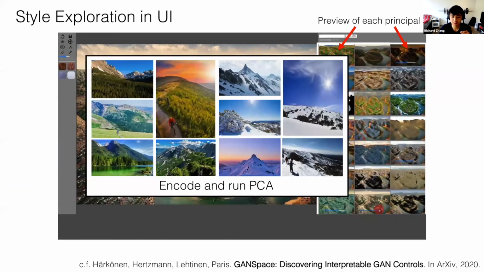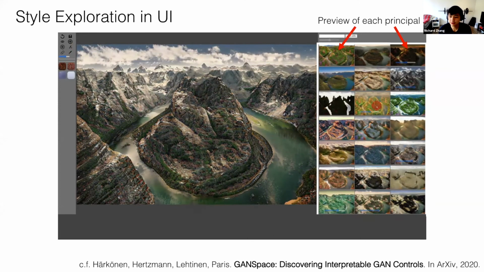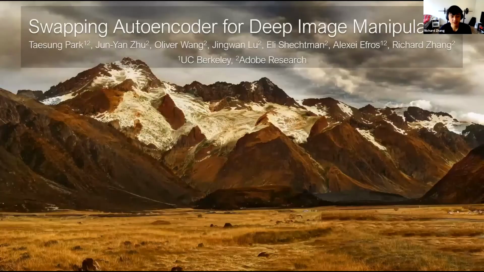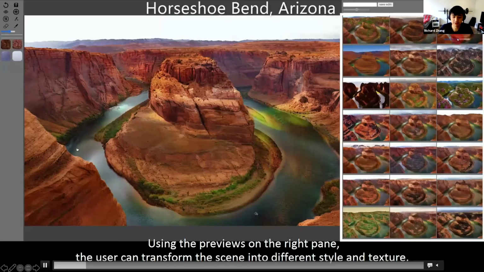And we can also take a whole bunch of images in the training set, encode them in the space, and run PCA to find interesting directions to walk in. And we show those directions on the right, and we see that a user can come in and change that. And so putting it all together, let me just show you this very cool UI that Zhang developed.